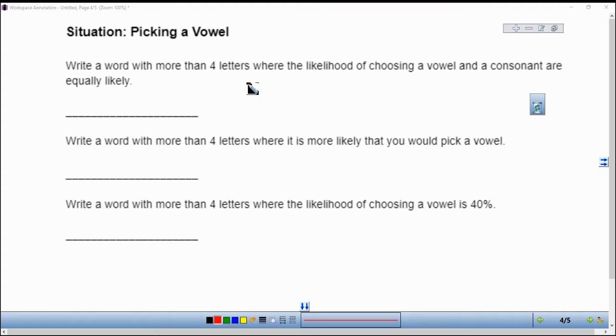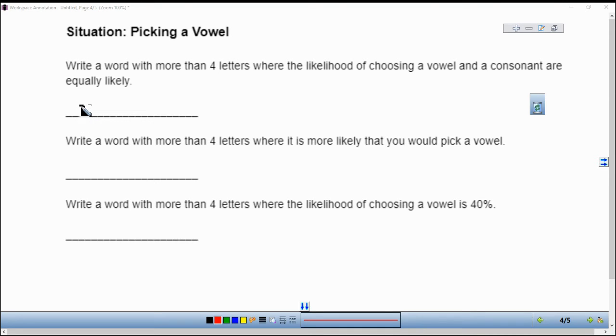All right, so we need a word that's more than 4 letters. Now, we have to pick a word that has an even number of letters because we need to have the vowel and the consonant be equally likely to be selected. And if we had an odd number, there'd be one that was more likely to be chosen. So let's see, what's like a 6-letter word where the vowels and the consonants are the same? This can be a little tricky.